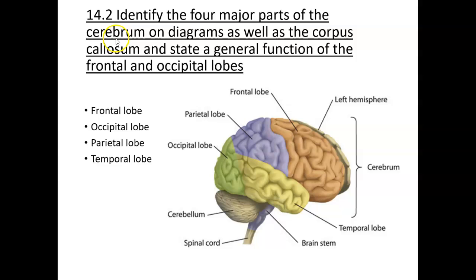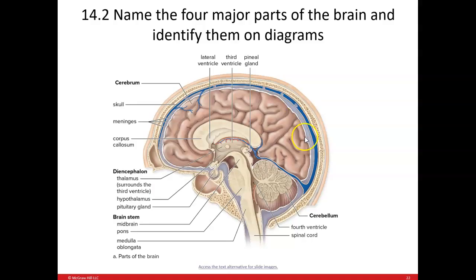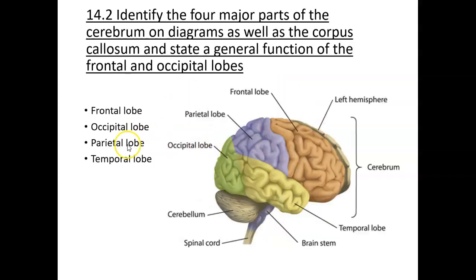I'm going to talk a little bit about the cerebrum. So there's four parts of the brain, and there's four parts of the cerebrum. These are the four major parts of the brain. Here's the four major parts of the cerebrum, the largest part of the brain. So there's the cerebrum there. There's the cerebellum. There's the brainstem. You can't see the diencephalon because it's kind of in the middle there.